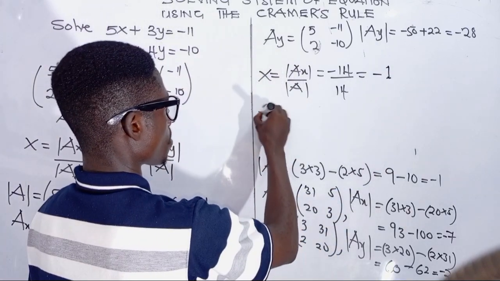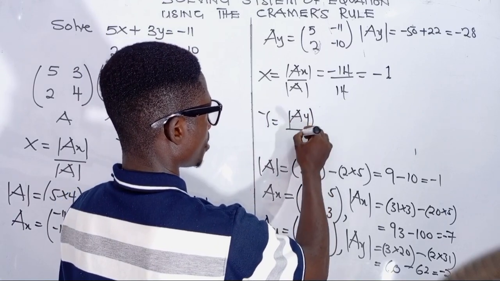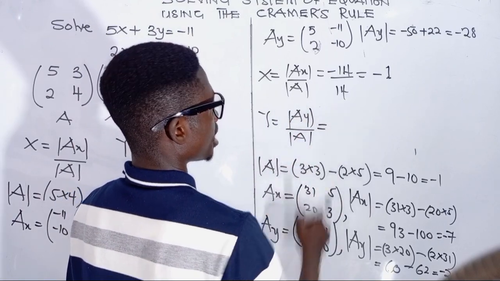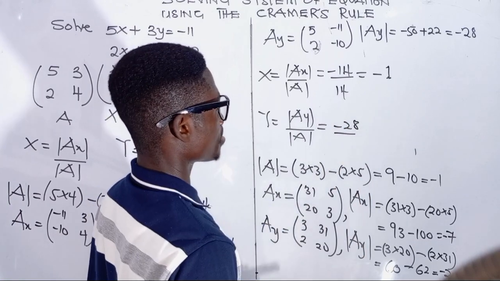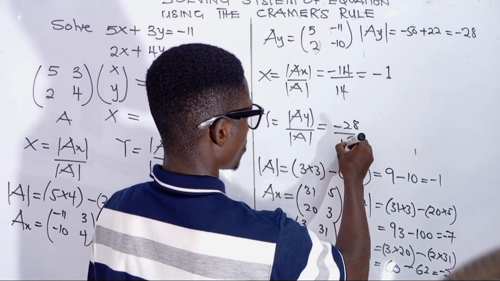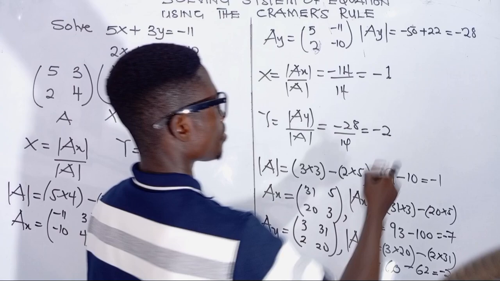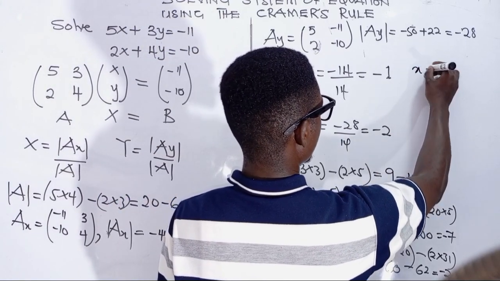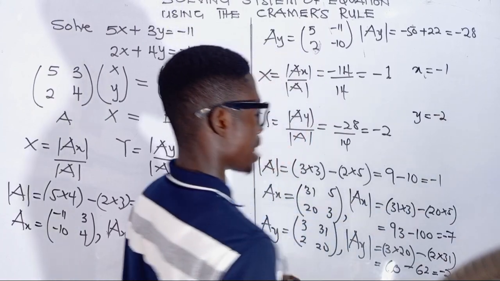Then we move on to y. So y is given as the determinant of Ay all over the determinant of A. Ay, we had minus 28. And then determinant of A, we had 14. And that's going to give us, so the value for x is minus 1. And then the value for y is minus 2.